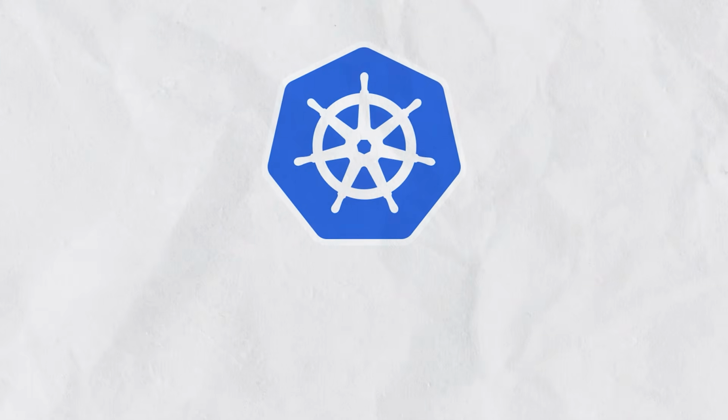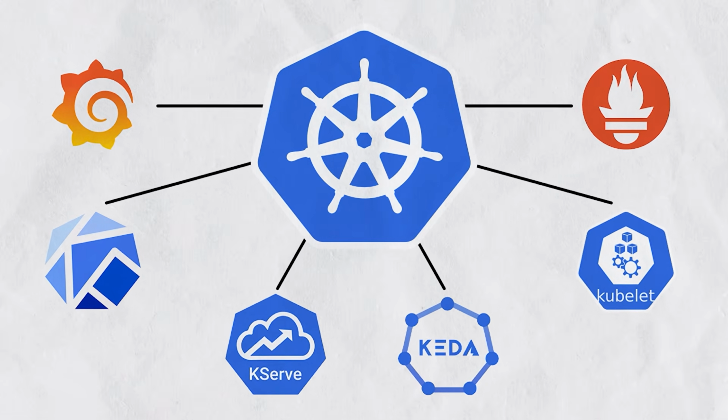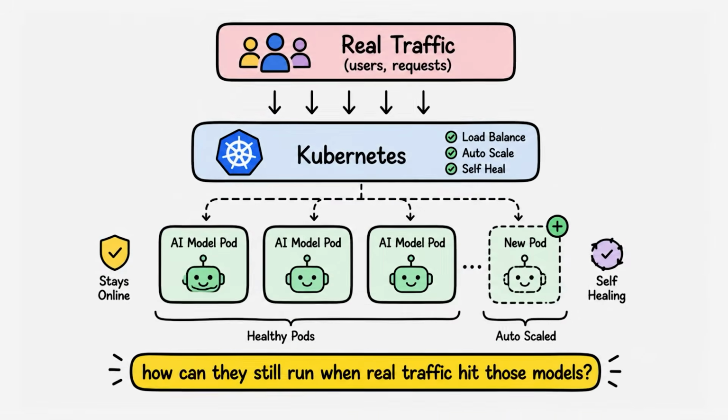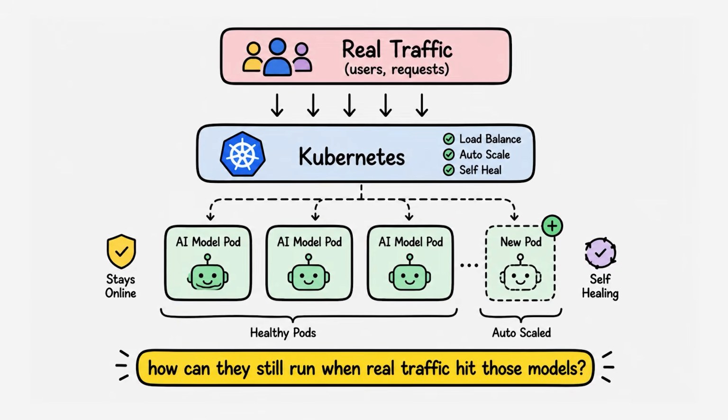Kubernetes sits at the center of how AI runs in production, not just the models, but the infrastructure underneath: where workloads land, how they scale, how they share GPUs, and how they can still run when real traffic hits those models. And this is exactly where most people are getting stuck now.